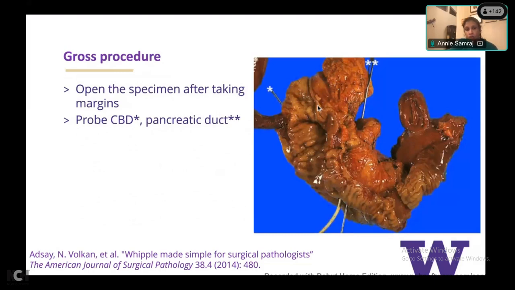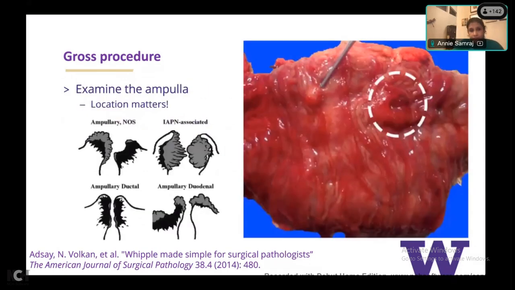So then we go on to opening up the specimen after taking the margins. The common bile duct and the pancreatic duct are probed, 2 separate probes, and we bisect it along the duct system. Sometimes it's easier to go through the ampulla rather than go through the duodenum. So in case you get stuck, if there's obstruction by the tumor, another way to probe is going backwards through the ampulla. And here, in this picture, we're seeing a minor papilla with an accessory duct opening.